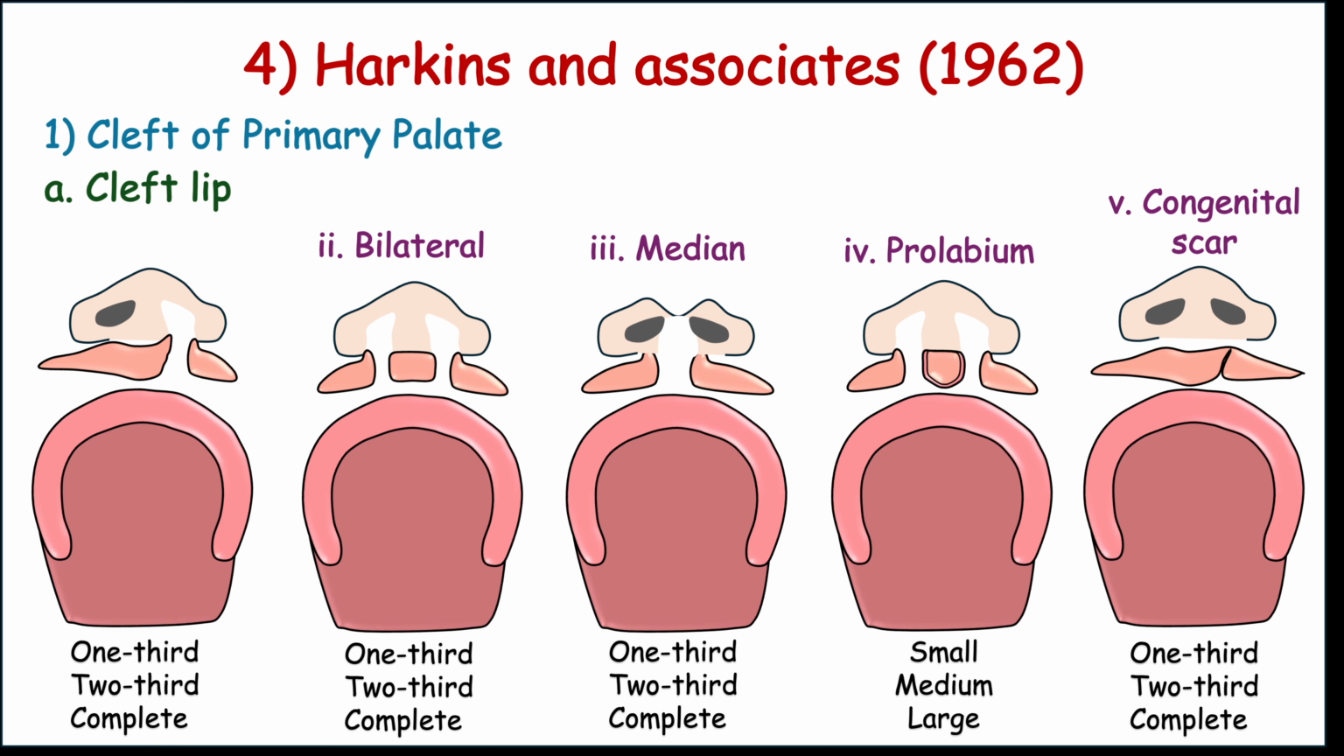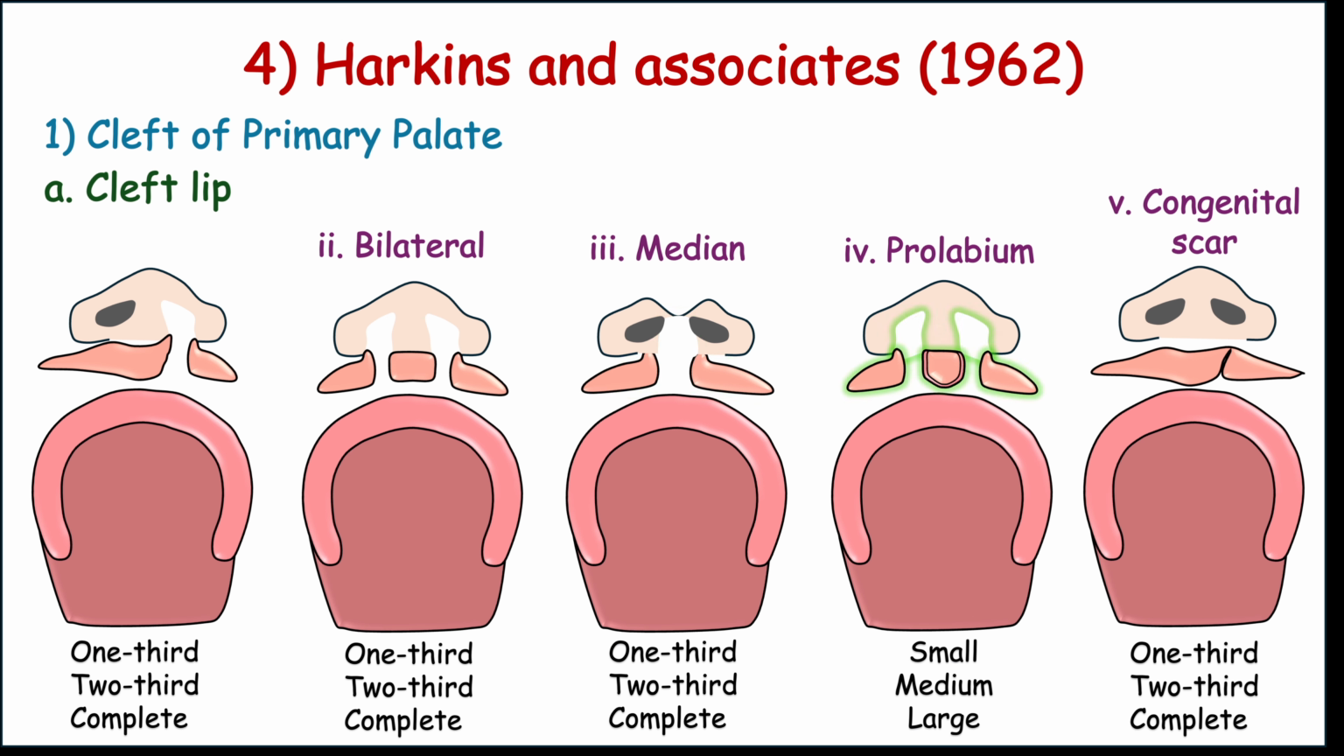Harkins and Associates classification in 1962. First one is cleft of primary palate, which comprises cleft lip and cleft palate. Cleft lip is categorized into unilateral, bilateral, median. These are again subcategorized based on the extent, which is either 1/3 or 2/3 or complete cleft.